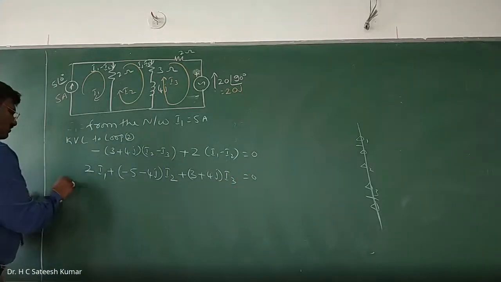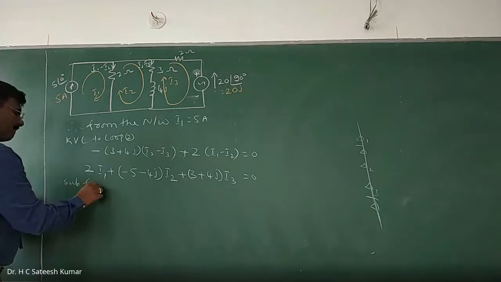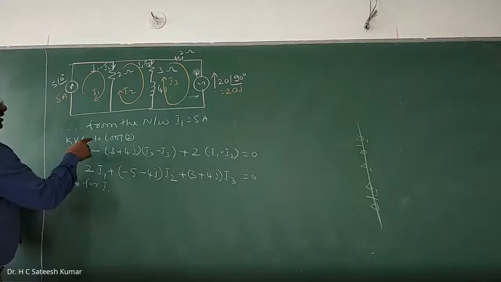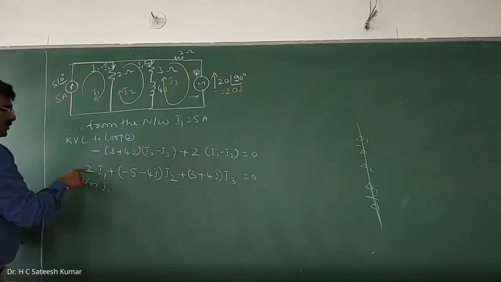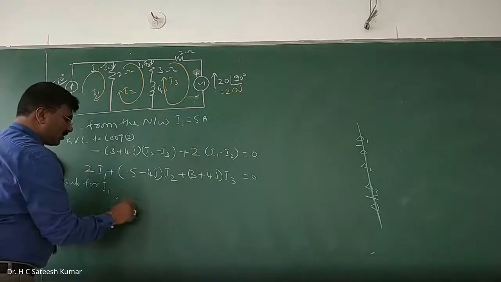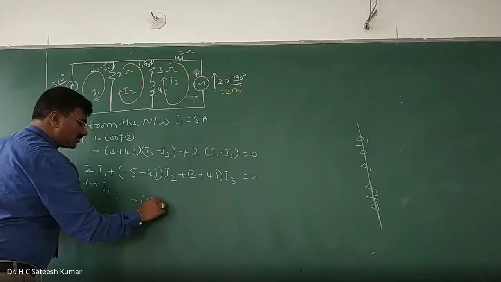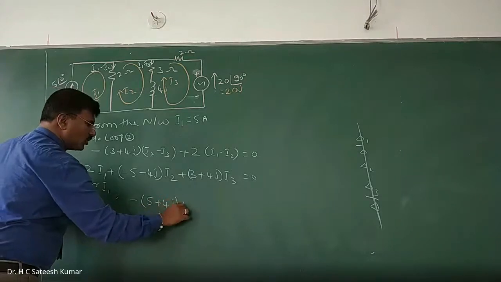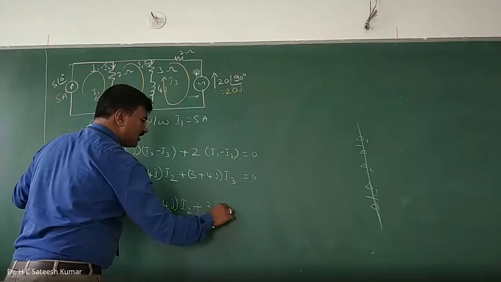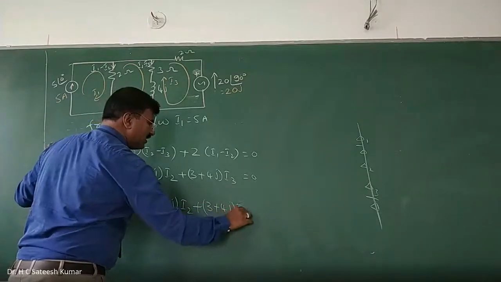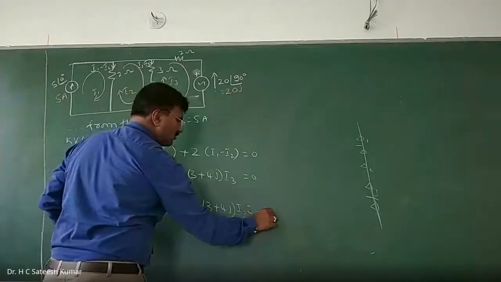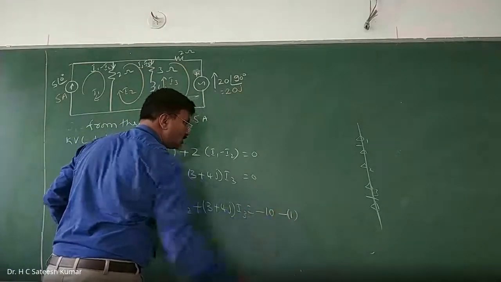Substitute for I1. I1 value is 5, so 5 into 2 is 10. Transfer to the right hand side and take this minus sign outside. What will you get? Minus of 5 plus 4j into I2 plus 3 plus 4j into I3 is equal to minus 10. You should be very careful. Call this as equation number 1.